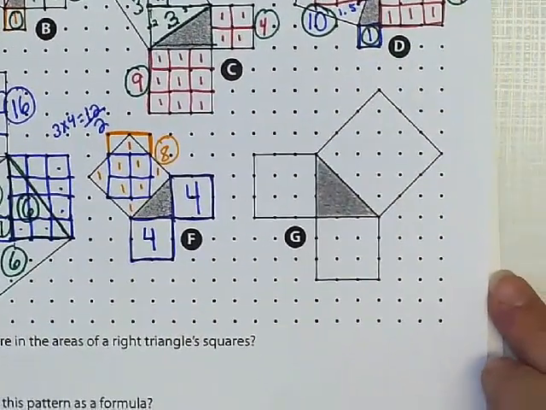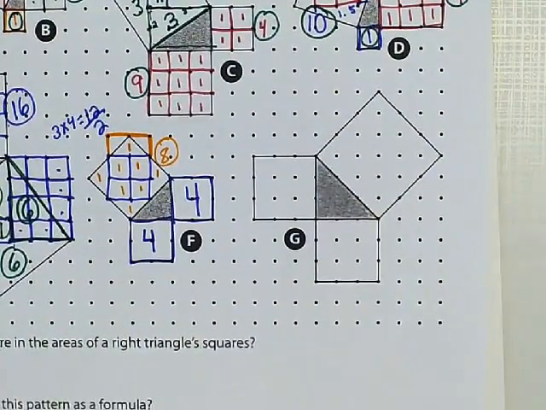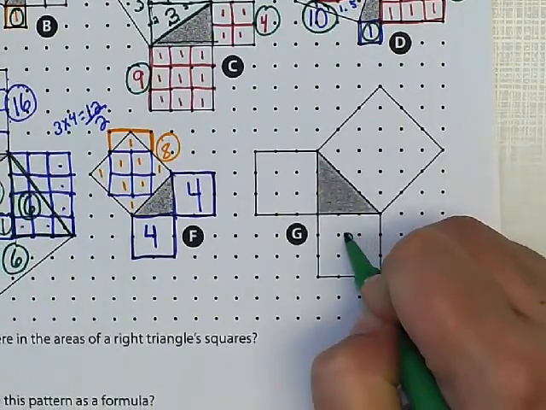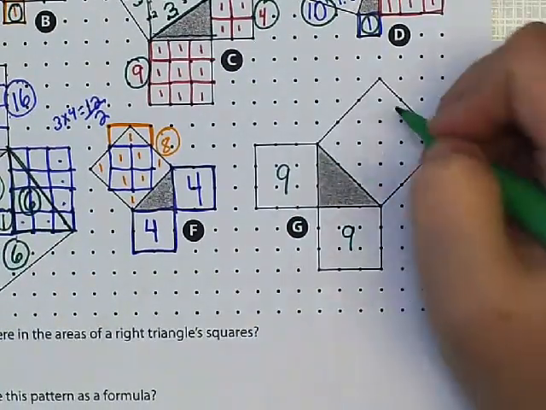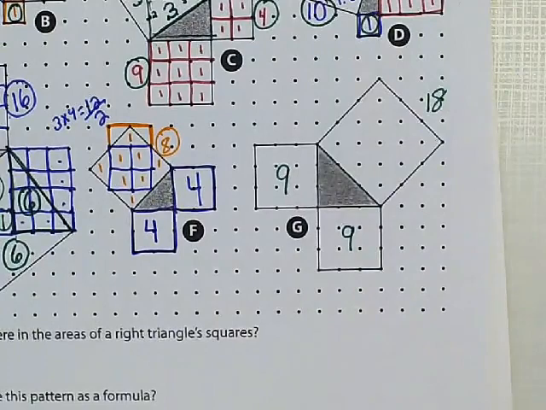All right, now the last one you have to do all on your own. And I'll be back in a second, and you're going to have to put in all of yours. Okay, so these should have been easy for you guys. You should have got 9 and 9. And then the last one you should have got 18.